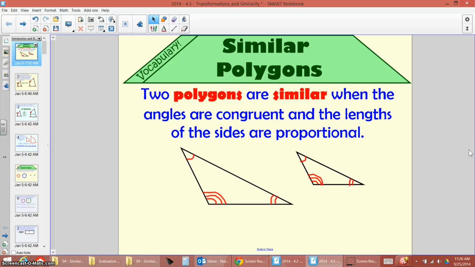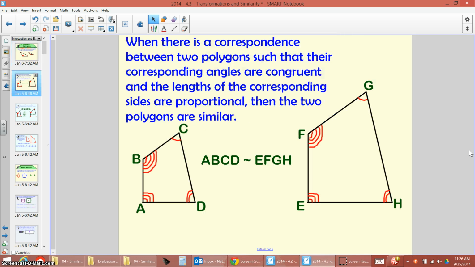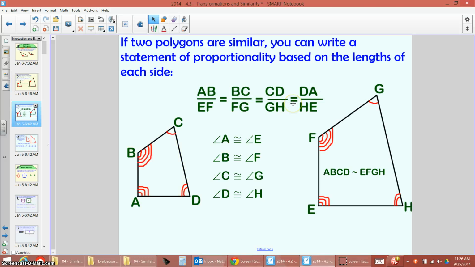Okay, so for 4.3, we're going to quickly review what we've learned so far. Similar polygons are similar when the angles are congruent and the sides are proportional. I set it up like this to see that the angles are congruent and the sides are proportional. Like BC corresponds to FG. I say that this side is proportional to this side, and that works for every single side.